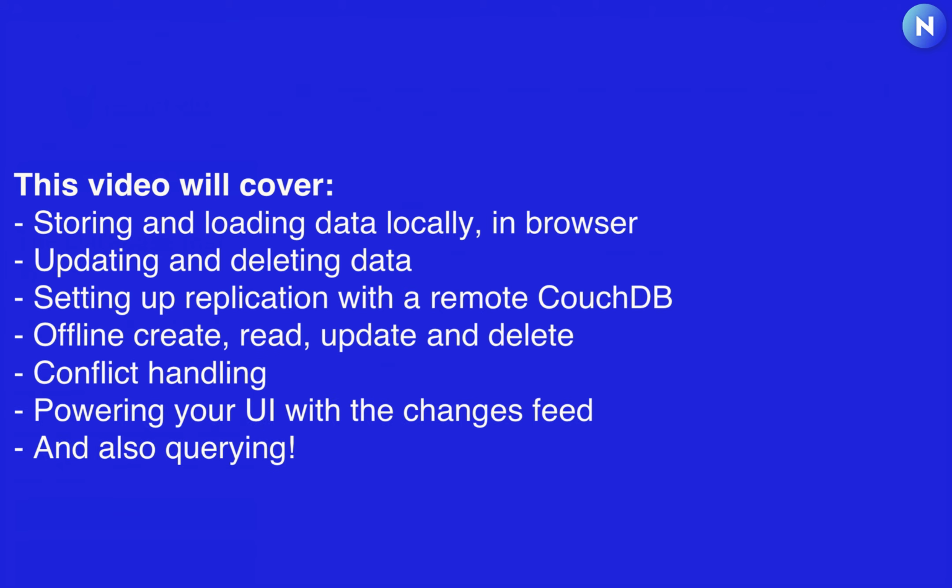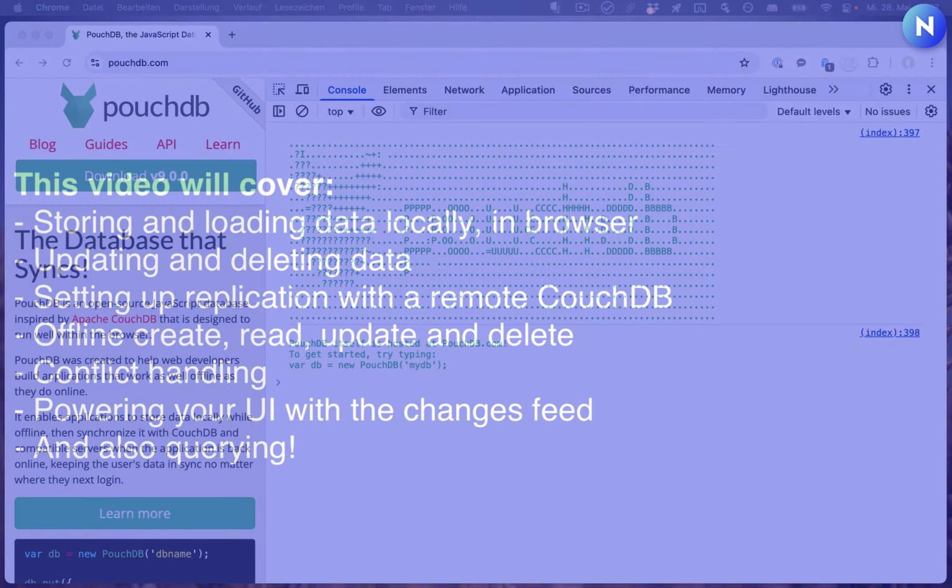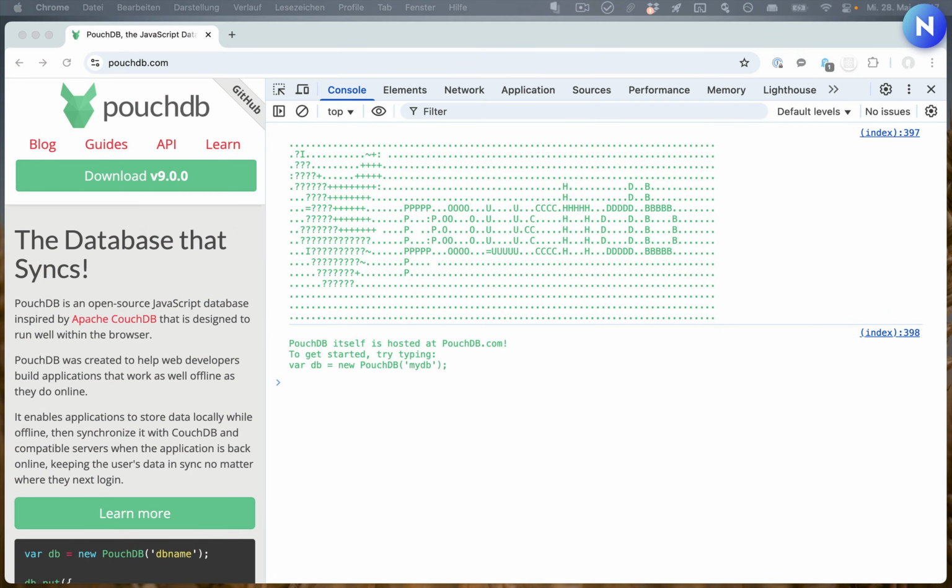Now, if you want to play along, all you need is the pouchdb.com website open in your browser and a bit of JavaScript knowledge. If you want to try the replication feature and conflicts, you'll also need access to a CouchDB. We'll cover that at the very end of this video.